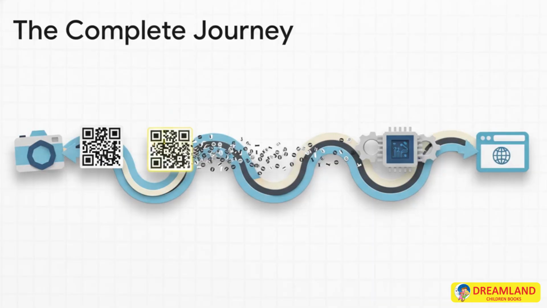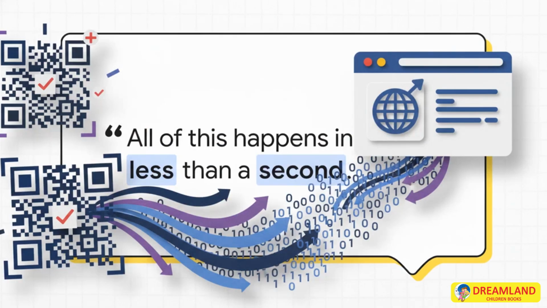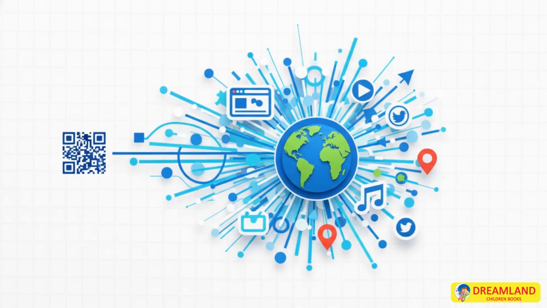Simple. So to recap, your camera captures the code and uses the finders to orient it. Error correction cleans it up, the binary is decoded, and boom, the link opens. And this all happens in a blink, from a simple pattern to the entire internet.